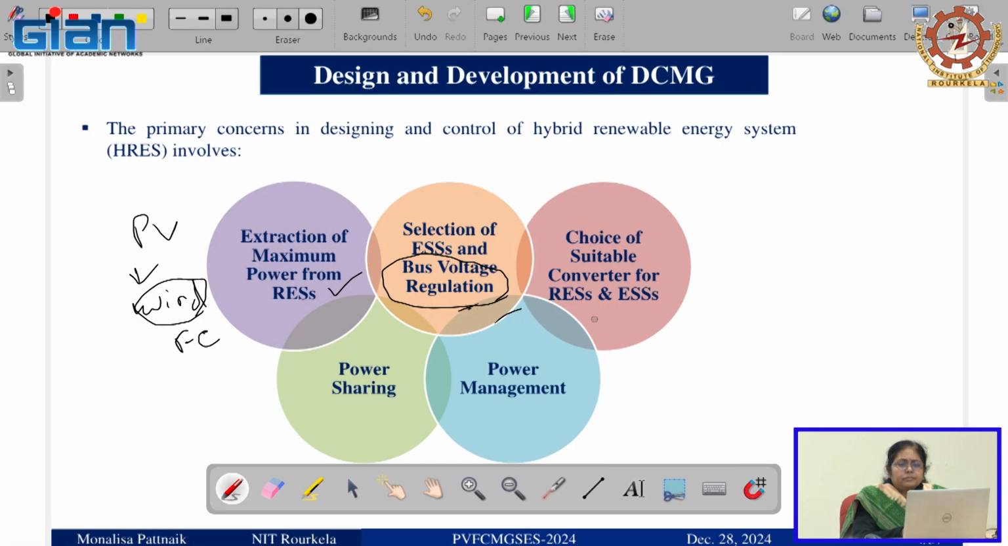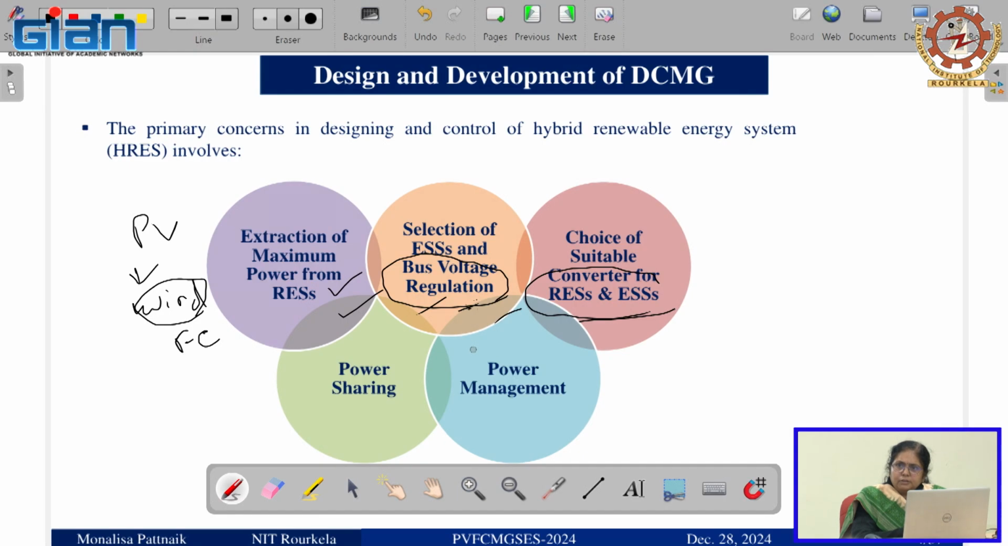So the main aim is that you have to select the energy storage and you have to regulate the bus voltage. So the controller of it also needs to be designed, and then the suitable converters for doing both the things. That is the lower level where we are doing this part of the work.